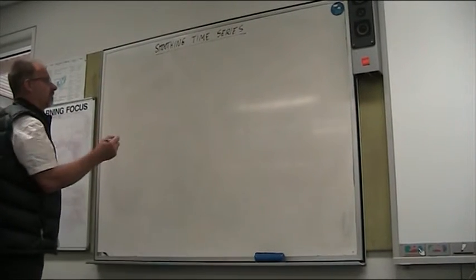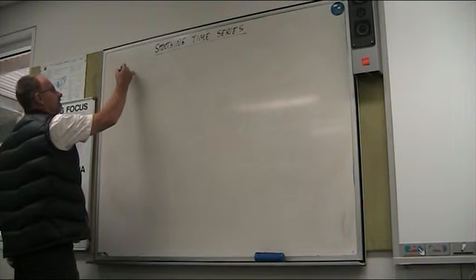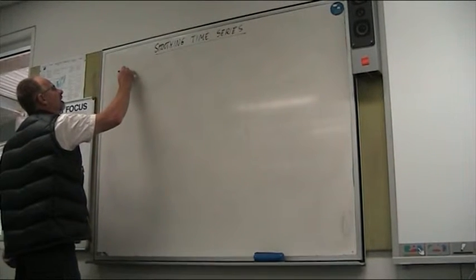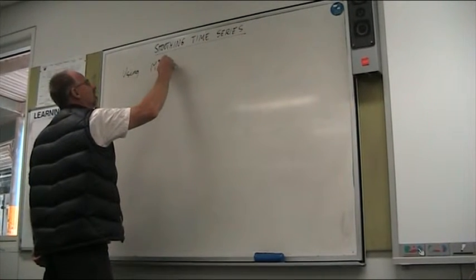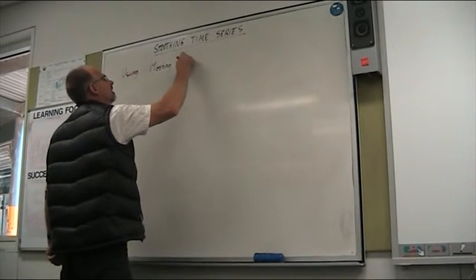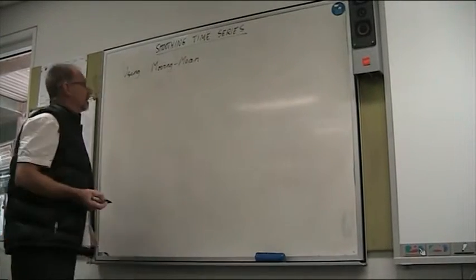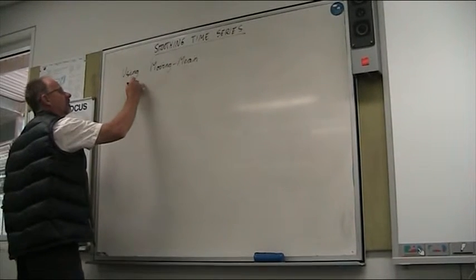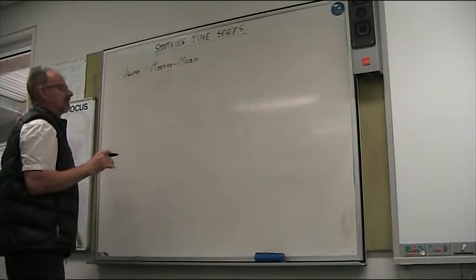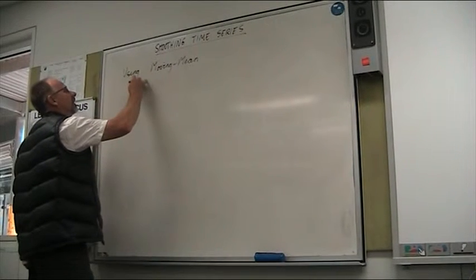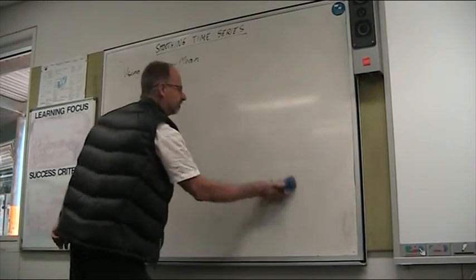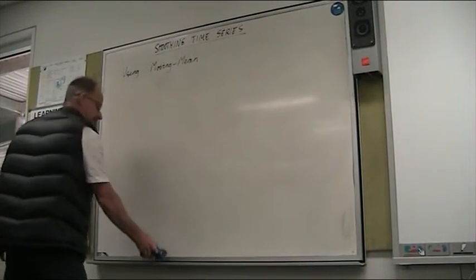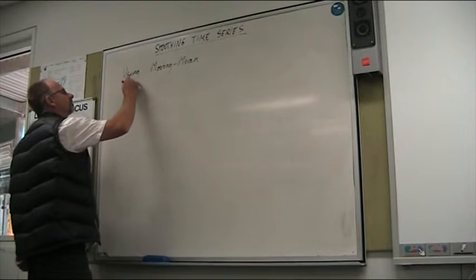There's a couple of ways we can do it. One of them is using what they call moving means. Using a moving mean, you work out the mean of a certain number of pieces of data.